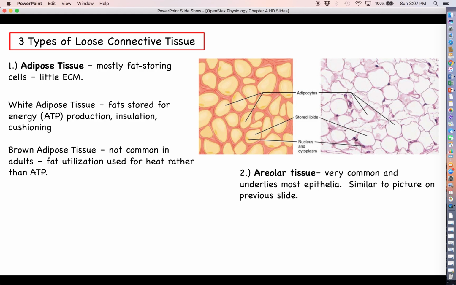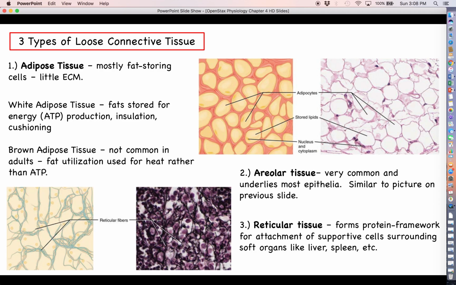Areolar connective tissue is very similar to that picture of connective tissue proper that we looked at before. So this is a very common type of connective tissue. You'll find it underneath, around the basal lamina of a lot of epithelial layers. Very common. And then reticular connective tissue is going to surround a lot of different soft organs.